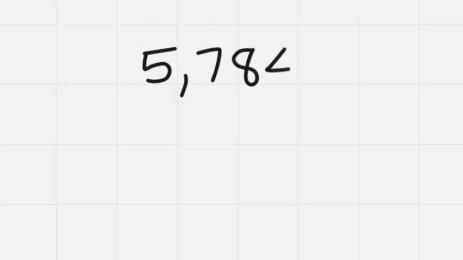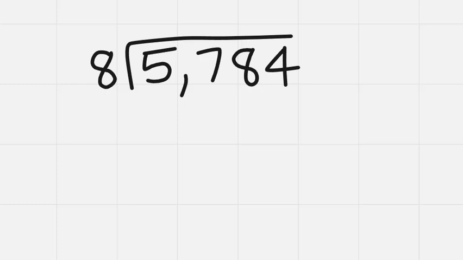5,784 divided by 8. We're going to begin by looking at the first digit, which is 5. 5 is less than 8, so we cannot divide it. We'll look at the digit next door, so we'll look at 57. Let's count by 8 until we get as close as we can to 57 without going over. 8, 16, 24, 32, 40, 48, 56, 64. 64 is too high, so we stop at 56. That's 1, 2, 3, 4, 5, 6, 7.